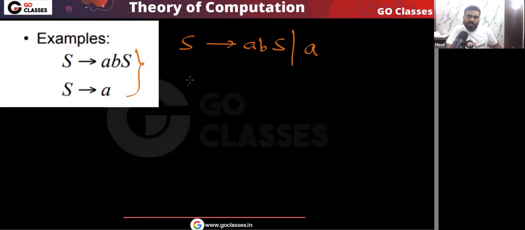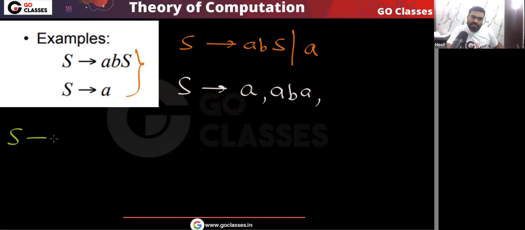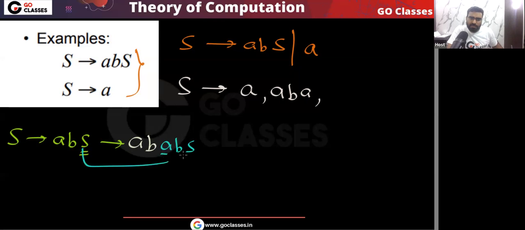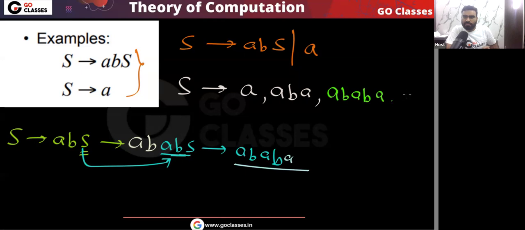So from this S, what can I generate? I can generate string A, I can generate a string like ABS. Then this S I can replace with ABS again, and AB is already there. Finally, this S I can replace with A. So you will get AB, AB, and then A. You can easily see that this type of strings we will get: AB, AB, A, and so on.